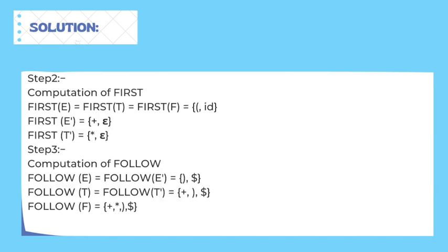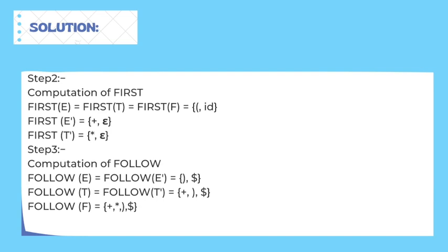Step 2. Computation of first. First of E is equal to first of T is equal to first of F is equal to bracket open, id. First of E dash is equal to plus, epsilon. First of T dash is equal to star, epsilon.